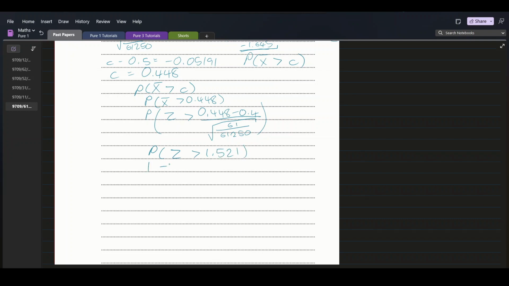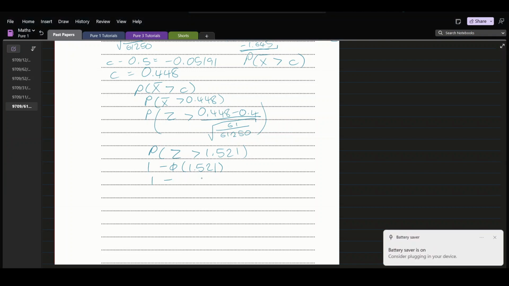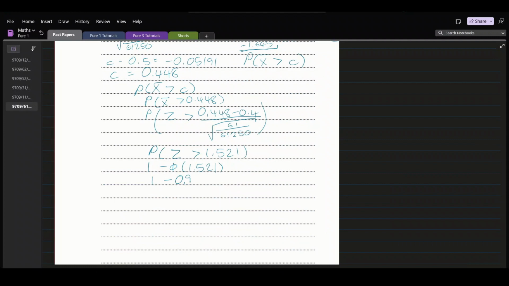So this can be written as 1 minus phi of 1.521. If you read off the value from the normal distribution tables, this is 0.9358. Let's punch this into a calculator to simplify. 1 minus 0.9358, and that gives us 0.0642, and that would be our final answer.